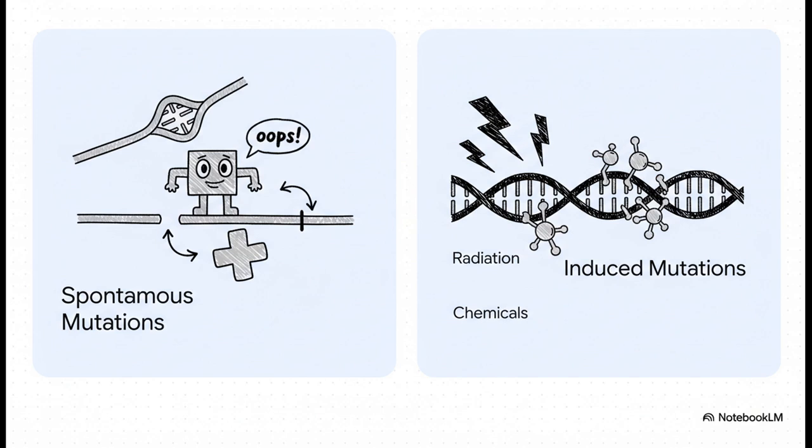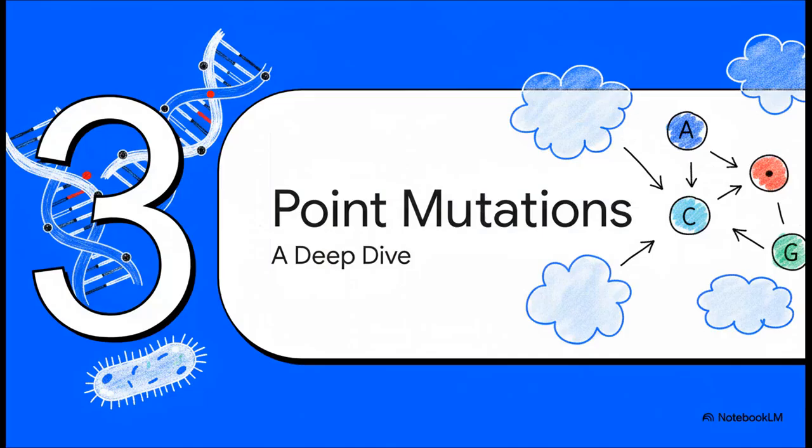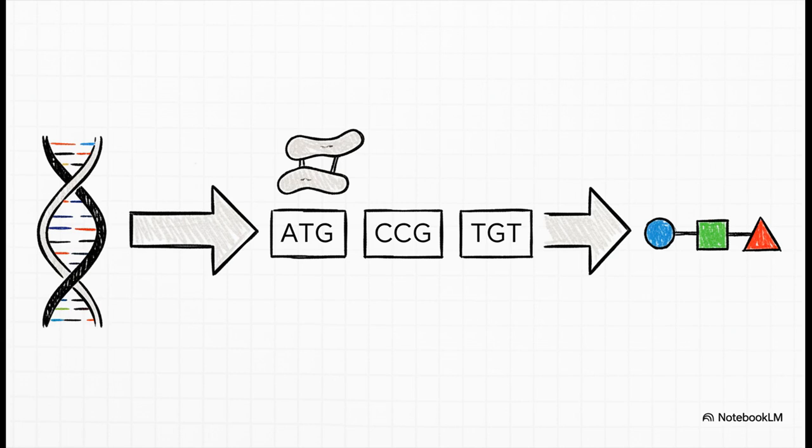Then on the other hand, you have induced mutations. These are caused by an attack from the outside world, from an agent we call a mutagen. This could be radiation or a whole host of different chemicals that directly damage the DNA. All right, now for the really nitty-gritty stuff. For this next part, we're going to zoom in on the most common type of mutation out there, the microlesion. So welcome to Section 3, our deep dive into point mutations, where just a single base pair gets swapped out for another. Let's bring back our star player, the wild-type DNA sequence.